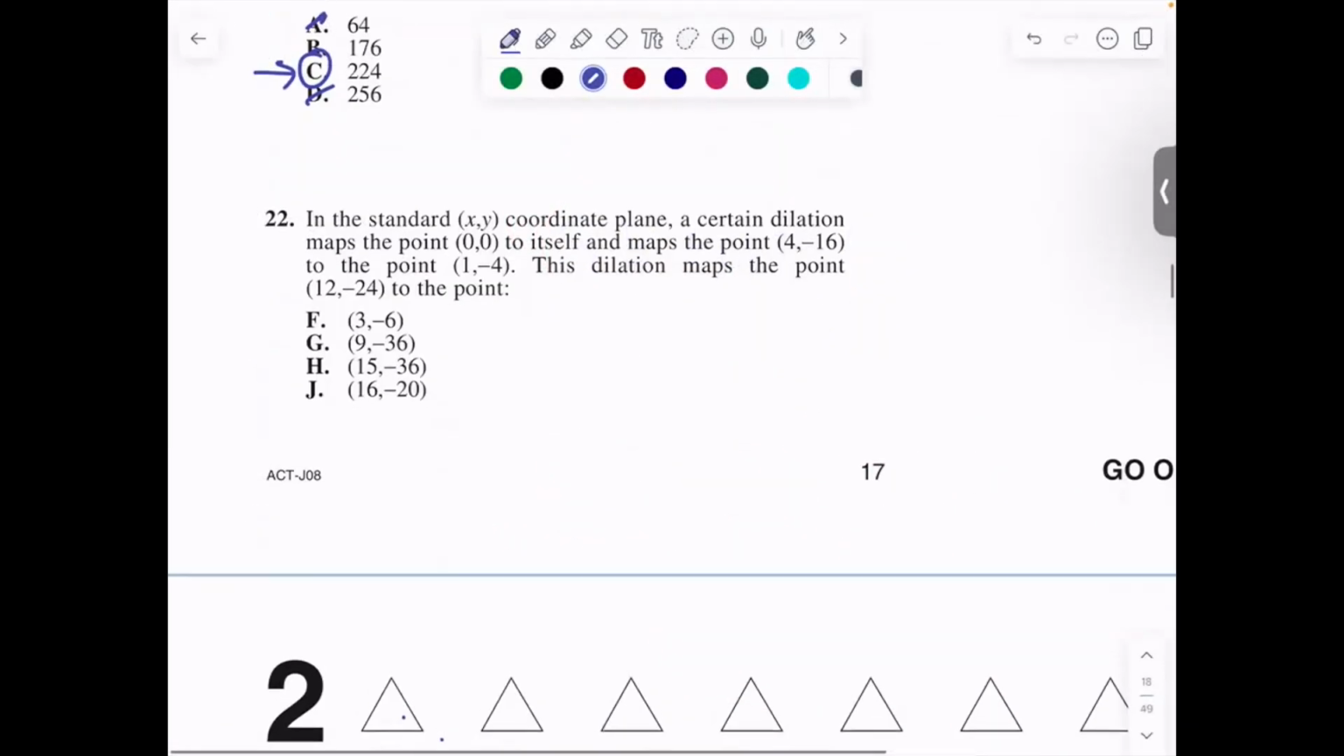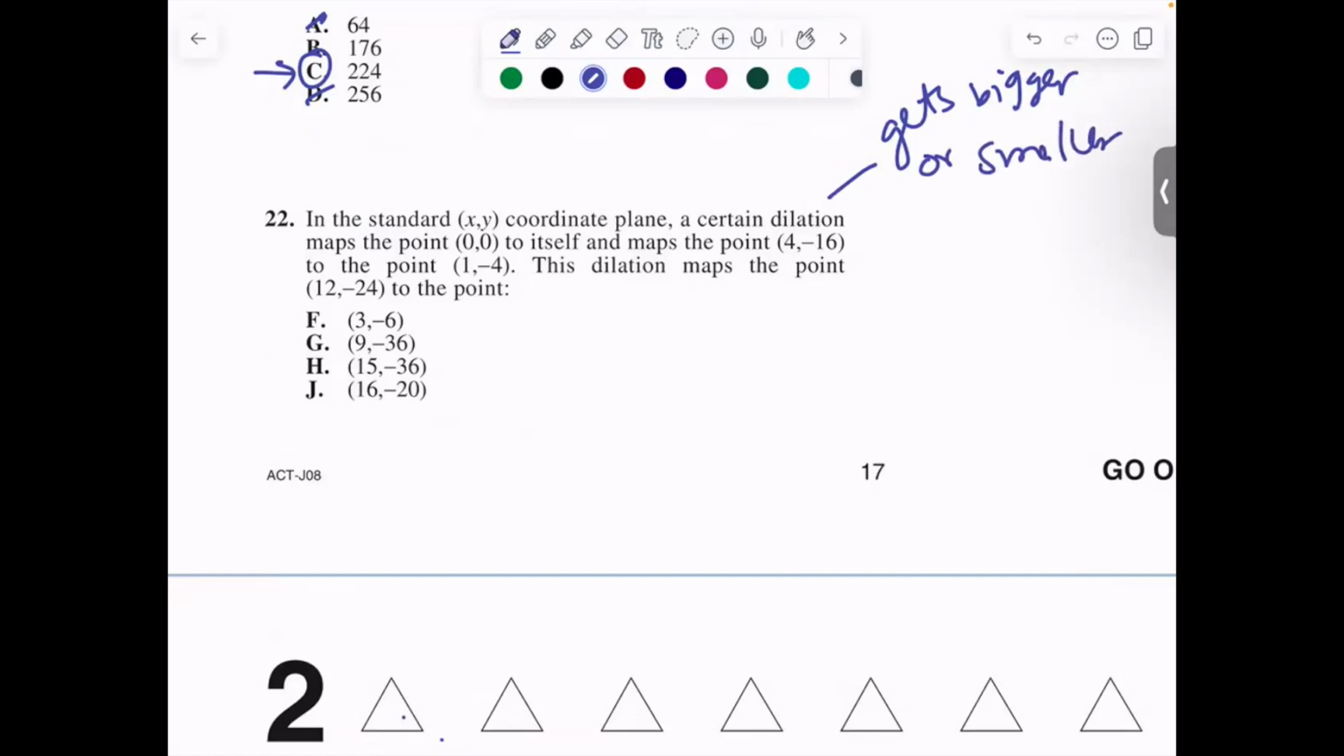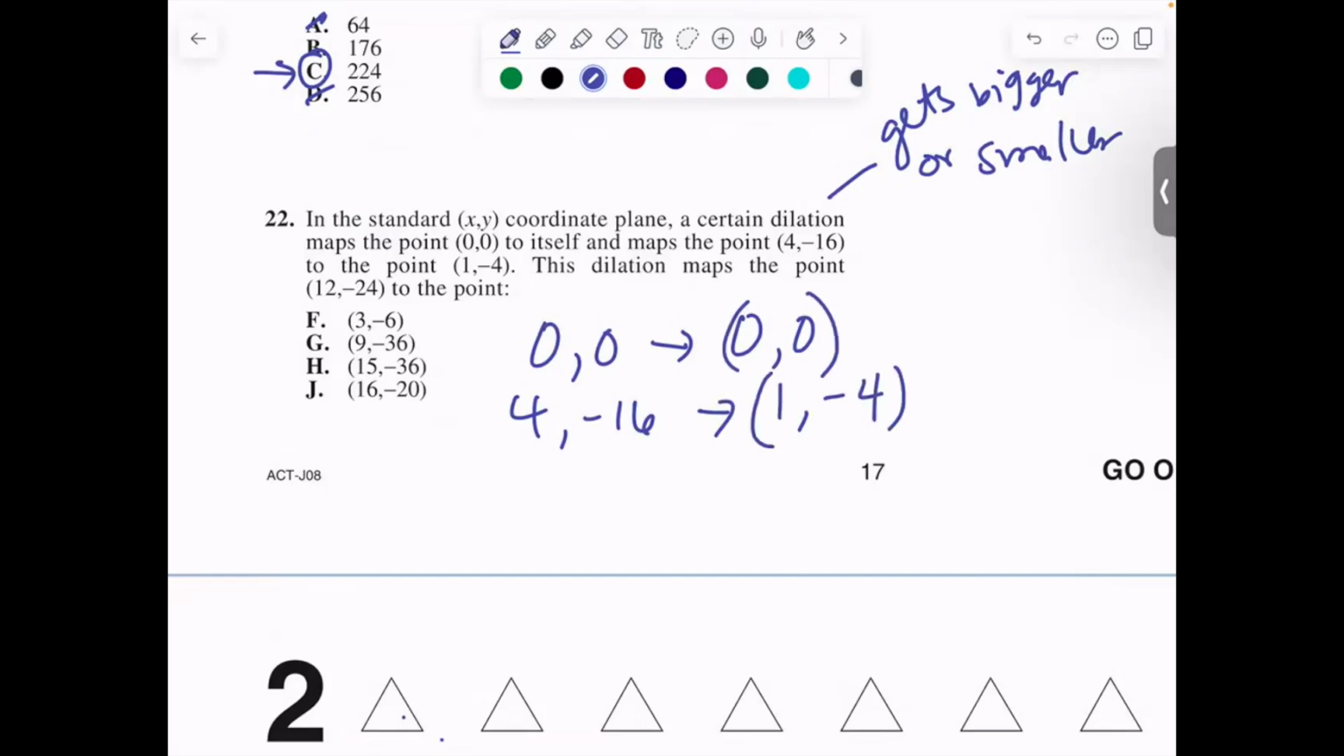Number 22. The standard coordinate plane, a certain dilation gets bigger, smaller. Think about your eyes dilating at the eye doctor. A certain dilation maps the point 0, 0 to itself. Okay, so we have 0, 0 maps to itself. And maps the point 4, negative 16 to 1, negative 4. So let's look at the connection here. The zeros aren't going to tell us anything because they're the same regardless, no matter what they're multiplied by. But let's look at 4 to 1 and negative 16 to negative 4.